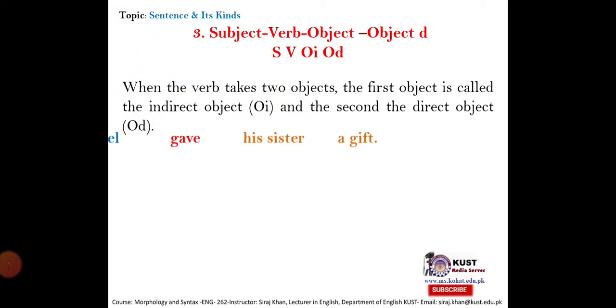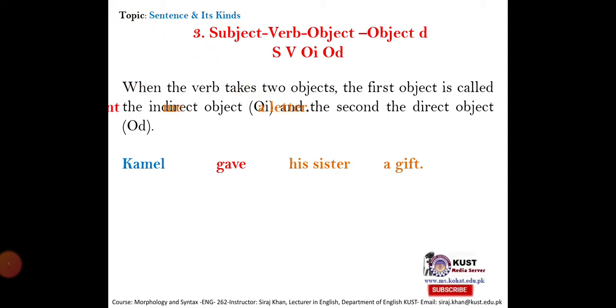For example, Kamil gave his sister a gift. So Kamil is the subject, gave is the verb, his sister is the indirect object, and a gift is the direct object. So sentence structure goes with SVOI, indirect object, then OD, direct object.